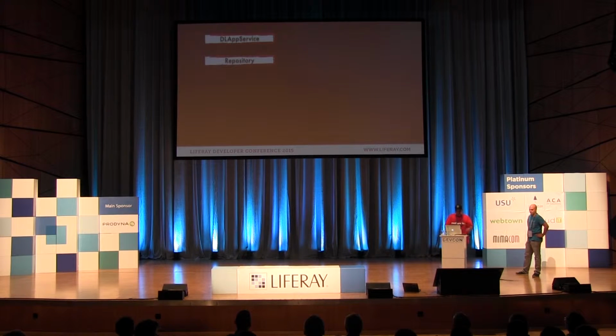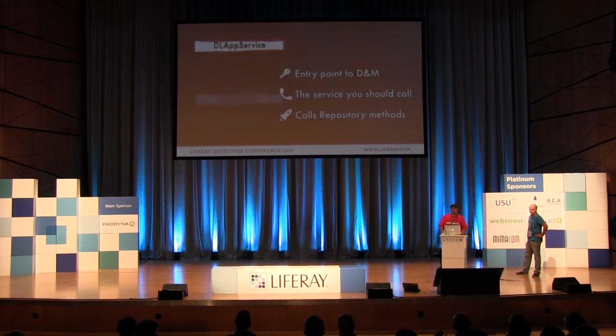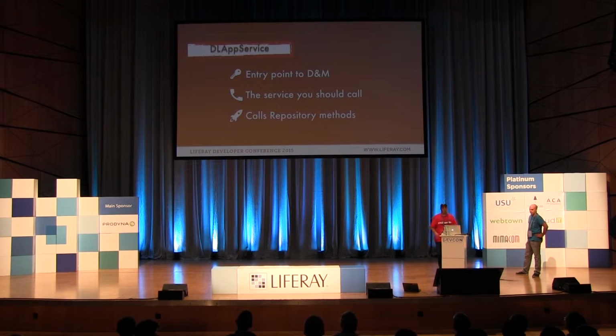Here, we have the DL app service. That is the entry point to the document library. If you want to use the document library service, you have to use this service, please, because it's supposed to be used with this. Okay? What it does is to call the repository methods and pass all the logic to them, so the logic is executed and the files are stored there.